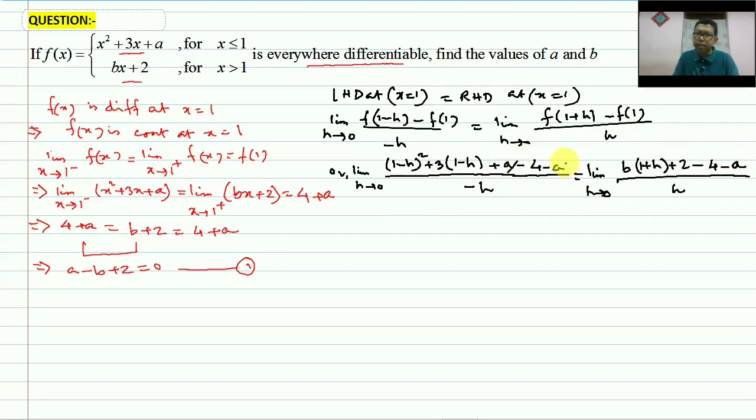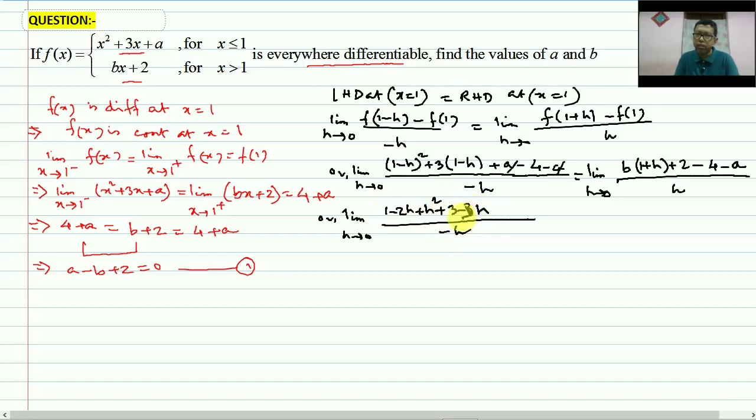Okay, now these two a's cancel, so cancel these a and carefully write: the limit as h tends to 0 of the numerator, breaking this, 1 minus 2h plus h square plus 3 minus 3h, and this is minus 4, whole divided by minus h. And on the right side, the limit as h tends to 0, the denominator is h, and the numerator is b plus bh, and 2 minus 4 is equal to minus 2 minus a. So on the left side you see that 3 plus 1 is equal to 4, 4 minus 4 is equal to 0. So only the h terms remain: h square minus 2h minus 3h, that is minus 5h, whole divided by minus h.